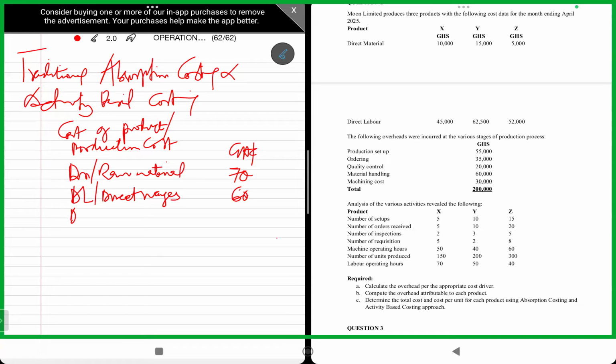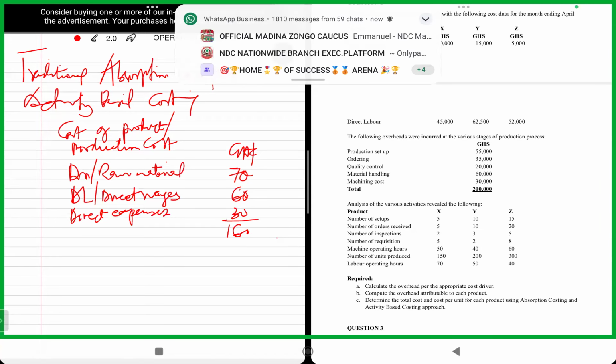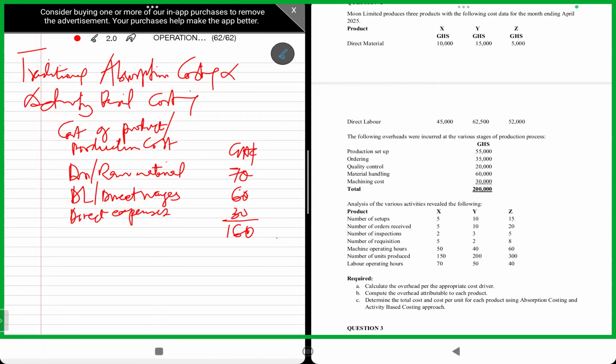Then we'll have, let's say, direct expenses. Sometimes they will not include direct expenses, but let me include it since I'm costing the product. Let's say that's 30 cedis. This is 160. That is called direct or prime costs.